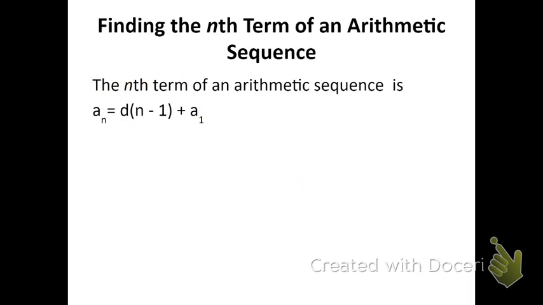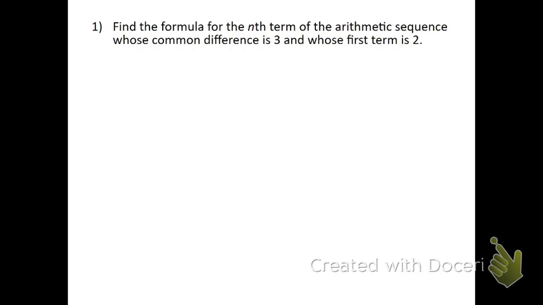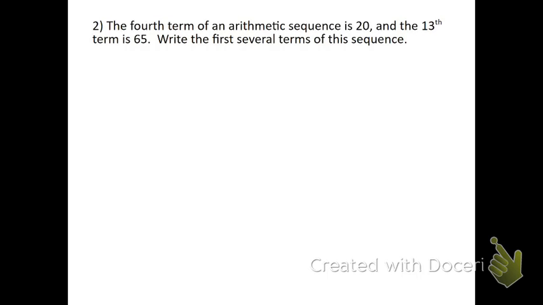So let's try it. In this first example, let's write the formula for the nth term of an arithmetic sequence whose common difference is 3 and whose first term is 2. So this one's easy because they give us the first term and the common difference. So if the formula is a sub n equals d times n minus 1 plus the first term, we could just plug in.